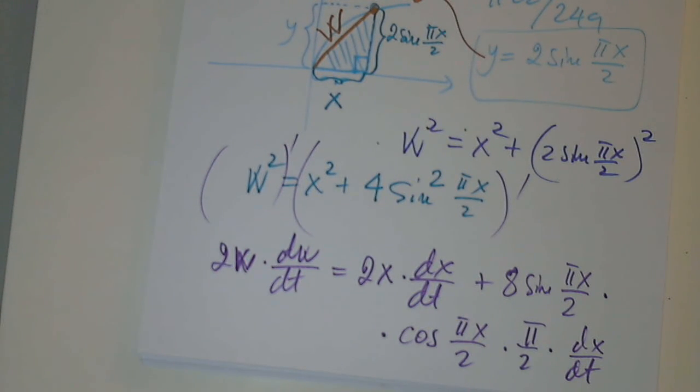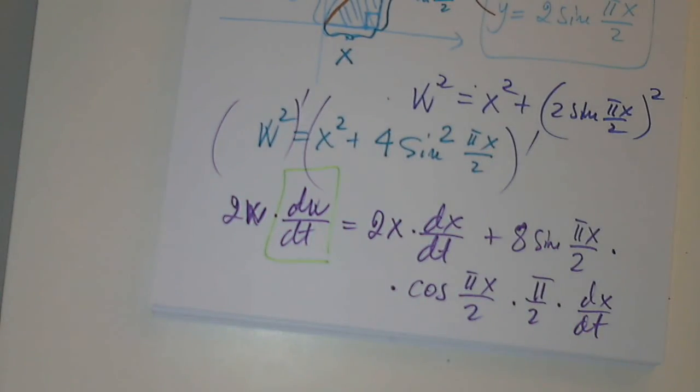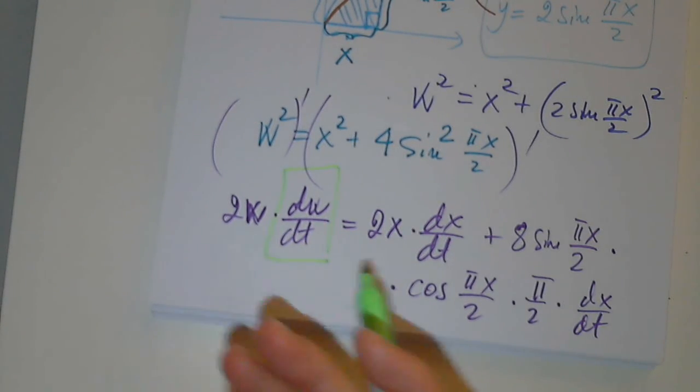Okay. So what are we after? This is what we are after. Okay, so I will divide both sides by 2 and also by w.